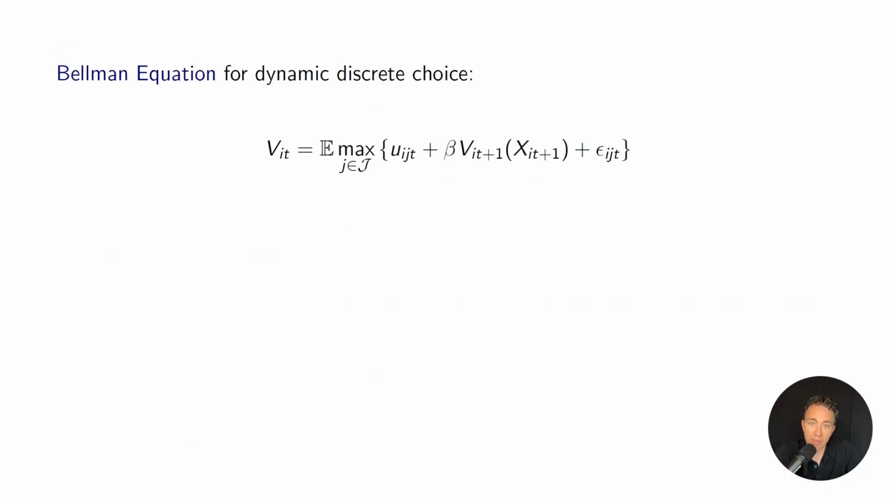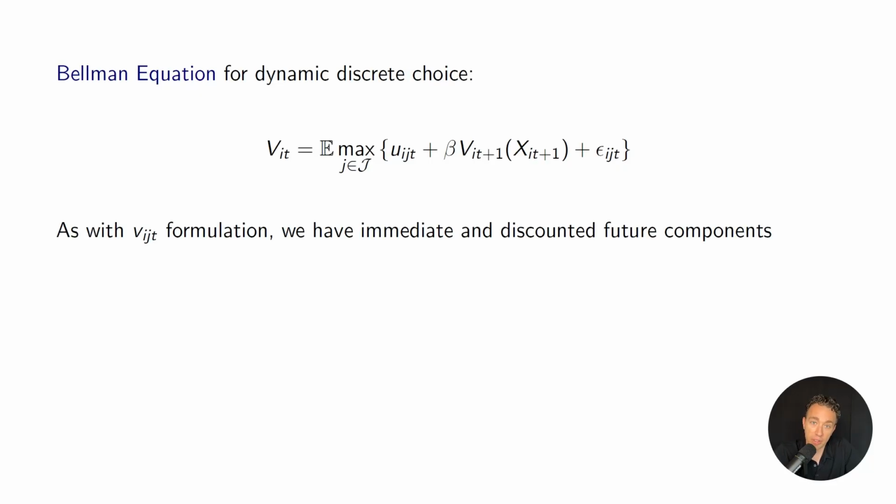So now let's talk about something called the Bellman equation. The Bellman equation for a dynamic discrete choice model is given by this recursive formula. I have capital V_it on the left, and then I have an Emax of the current period utility plus the current period's epsilon plus the discounted capital V for the next period. So this is a nice way of depicting this dynamic problem because there's this recursive format to it. As with the little v formulation that I just showed you, this big V formulation has the immediate payoff and the expected future payoffs that are discounted appropriately.